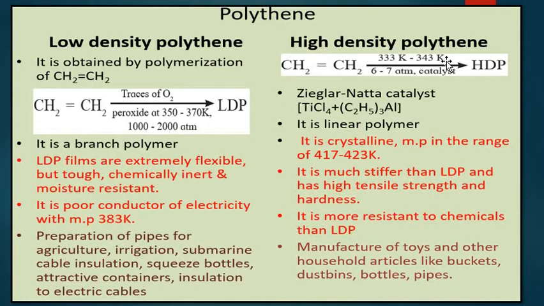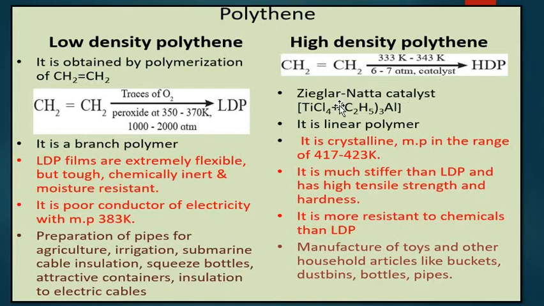If I talk about high density polythene, or HDP, to prepare it I need to take the ethene molecule and subject it to a temperature of 333 Kelvin to 343 Kelvin at a pressure of 6 to 7 atmospheres with a catalyst. The catalyst involved is called the Ziegler-Natta catalyst.